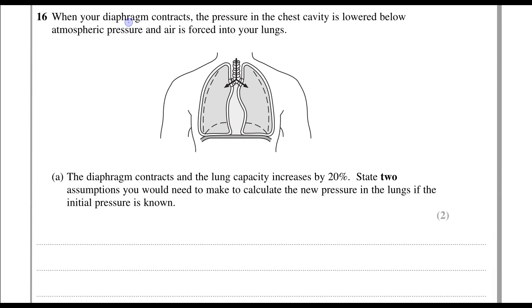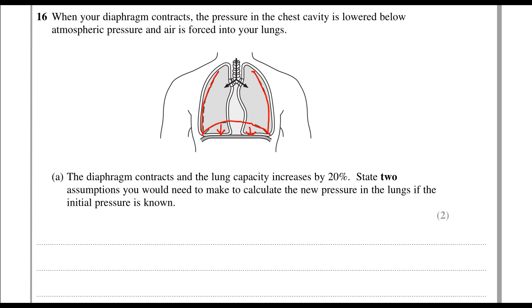When your diaphragm contracts, the pressure in the chest cavity is lowered below atmospheric pressure and air is forced into your lungs. We have a diagram of the lungs and the chest here. The dotted line you see gives the position of the diaphragm before it contracts, and you can see that the volume of the lungs is smaller, and then it moves down, so the volume is increased.